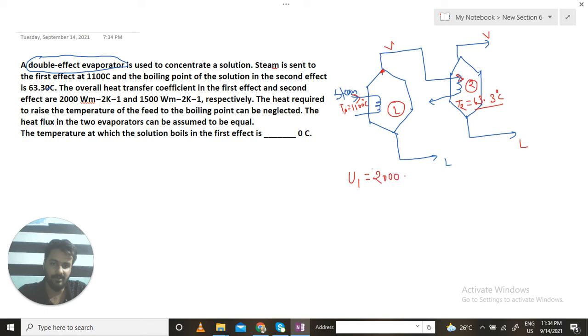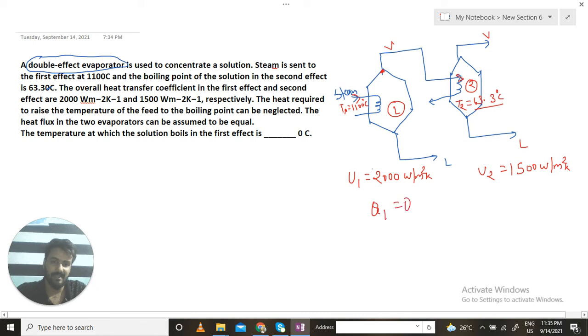Here it is given as 2000 watt per meter square Kelvin. Try to understand the unit. And U2 equals 1500 watt per meter square per Kelvin. Now I think it is clear what we have to do. They are also saying that the heat required to raise the temperature of the feed to the boiling point is neglected, so there is no elevation in boiling point, or the boiling point effect is neglected. Now the heat flux is also the same, so they are saying that Q1 equals Q2.